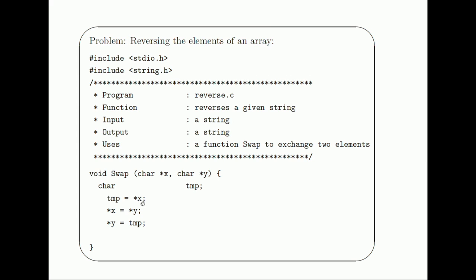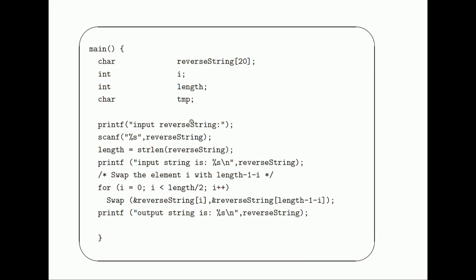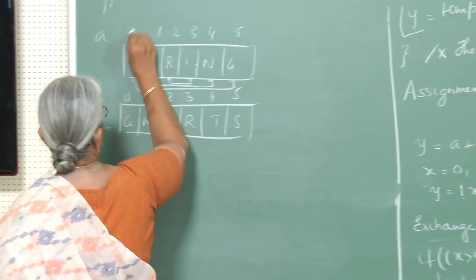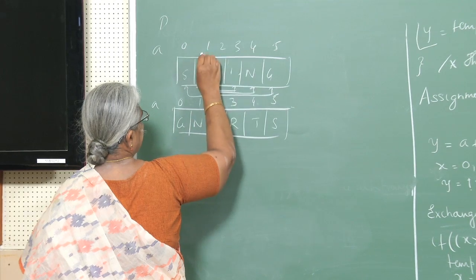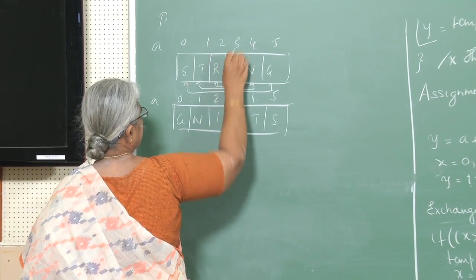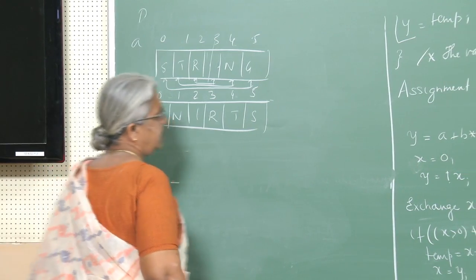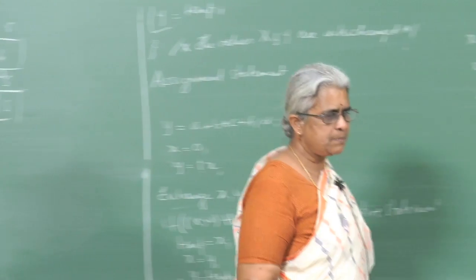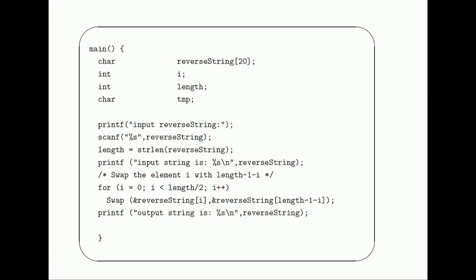So, basically the contents of the location pointed to by x are exchanged with the contents of the location pointed to by y, but basically the addresses are what we pass to the function, not the values. So, this is the program, and what are we doing here? As I said, I divide the array till the middle. I start from here and exchange this with this, here exchange with this, here exchange with this, and once I have reached the middle of the array, I am done, and that is precisely what this program is trying to do.